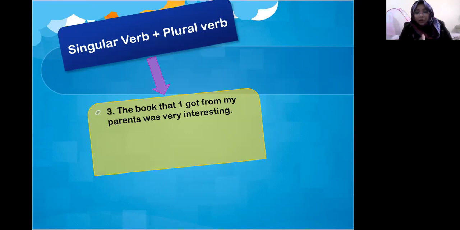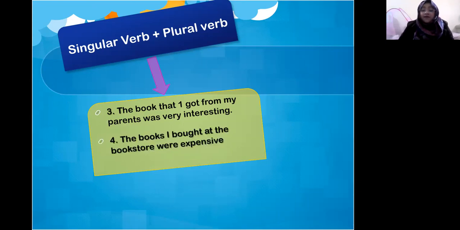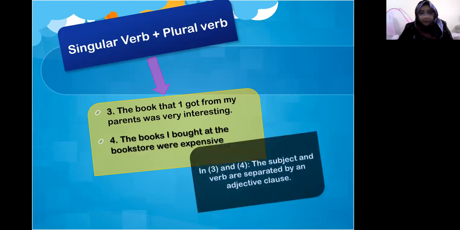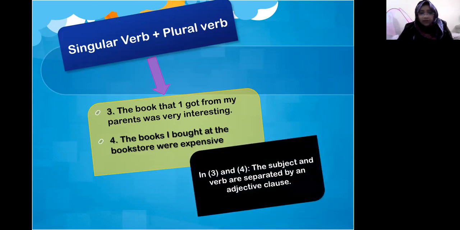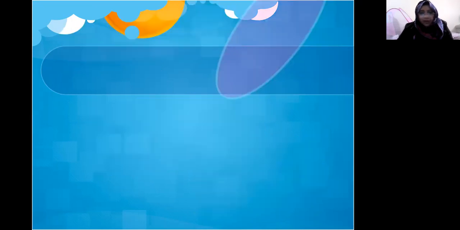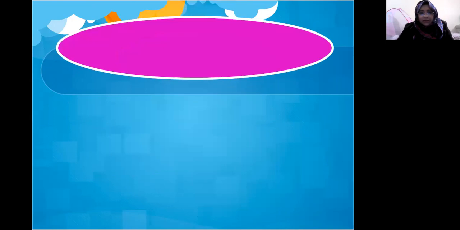So here we are talking about one book. The book that I got from my parents was interesting. On the other hand, if I say the books, which is plural, right? The books I bought at the bookstore were expensive. Here, since the noun is plural, the verb has to be plural, and thus we will use were instead of was. The same in 3 and 4, the subject and verb are separated by an adjective clause. Now let's see.